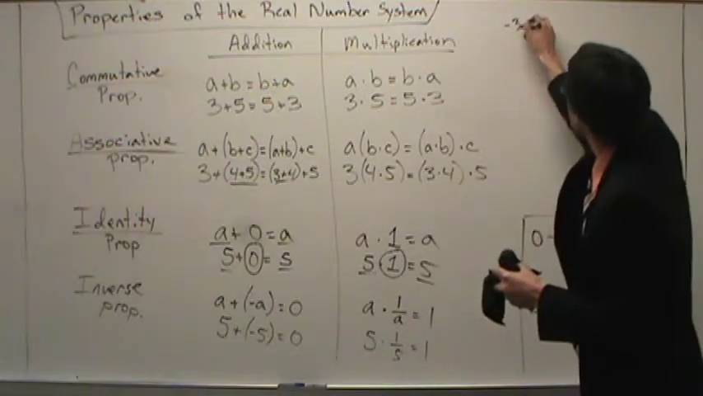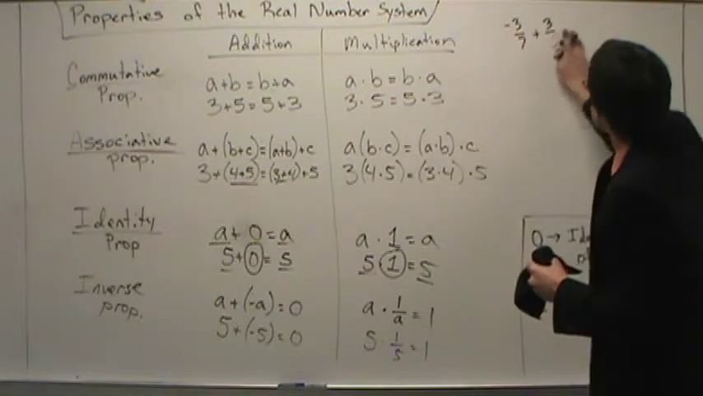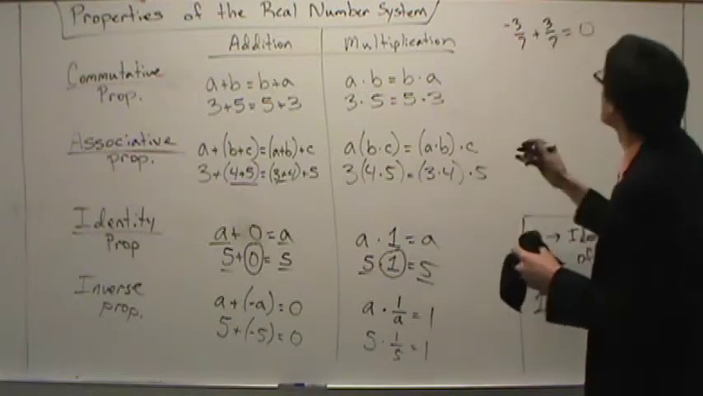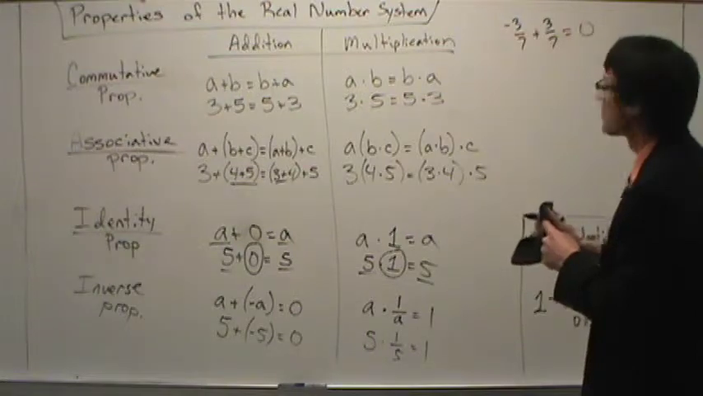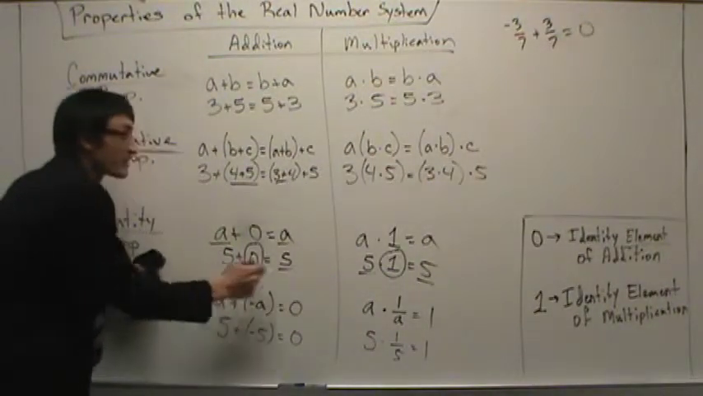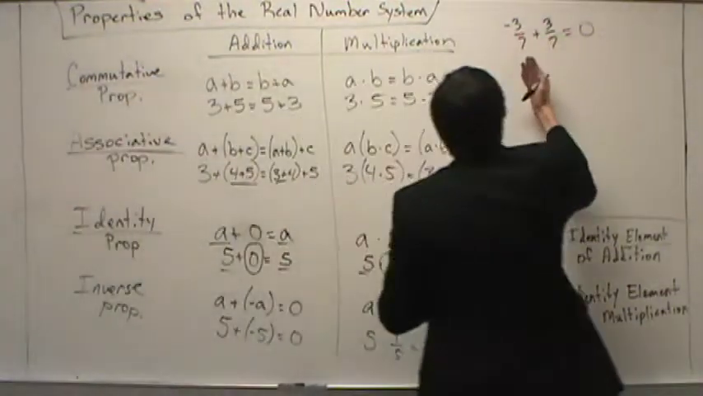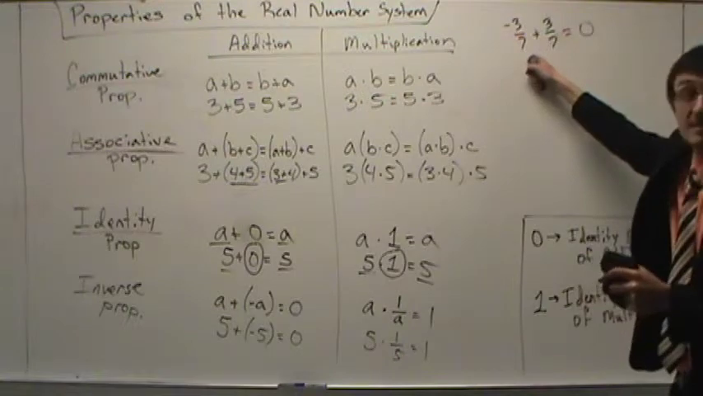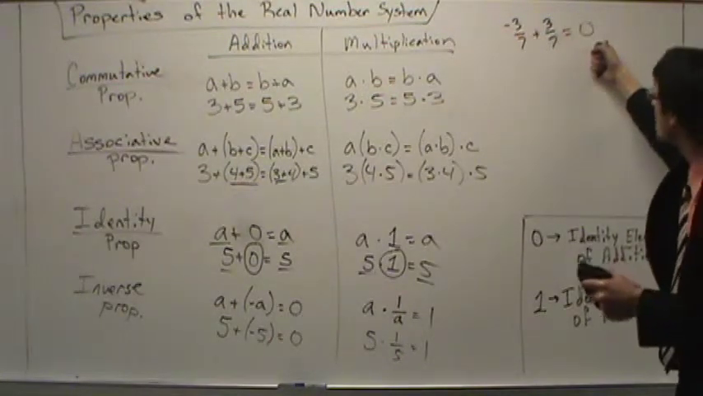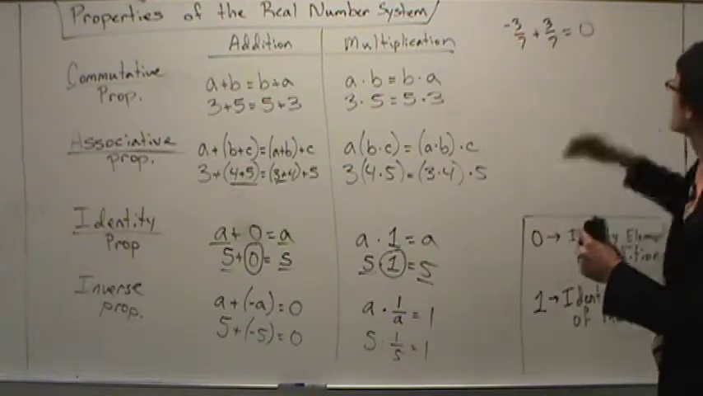If I write negative 3/7 plus 3/7 is 0, so what did I say? Identity. What do we do with identity? We look at what we started with. We started with 5 and we ended with 5. Here, we started with negative 3/7. Did we end with negative 3/7? No. So this is not identity. This has to be inverse. How did you know one or the other? Because of the 0.